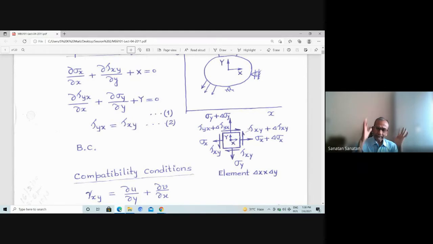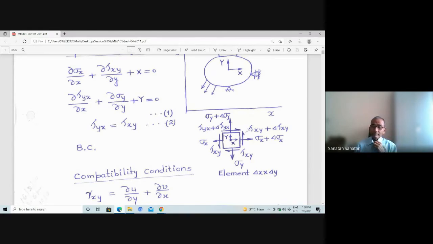So therefore, you see that to find out the stress distribution in the whole body, what you need to find out is sigma x as a function of x and y in the whole body, sigma y as a function of x and y in the whole body, and at the same time tau xy as a function of x and y in the whole body. So that's the problem of stress analysis.